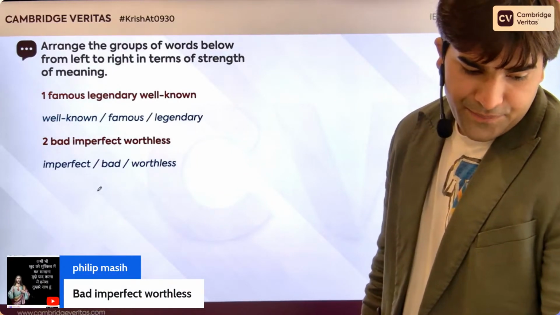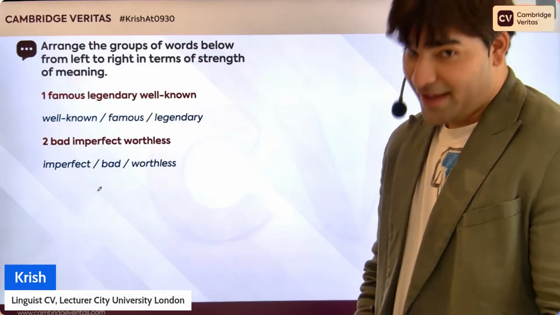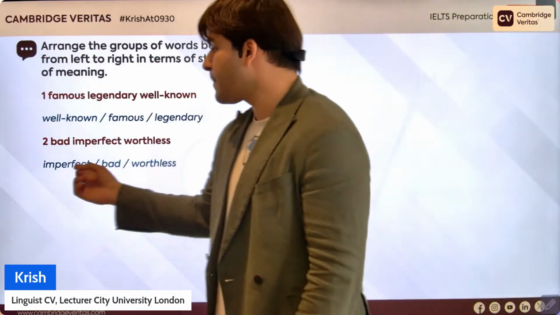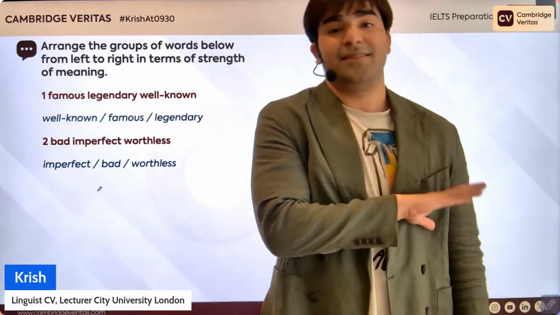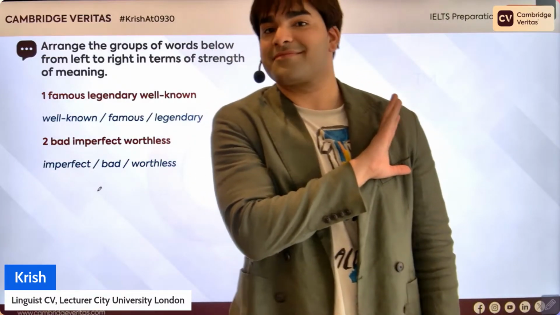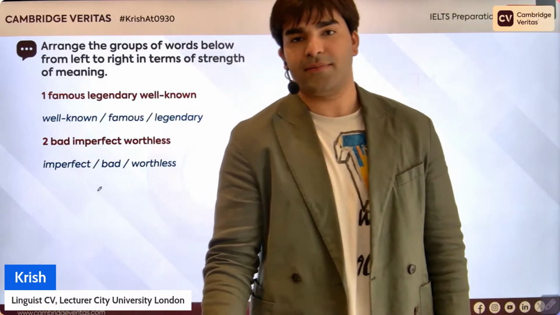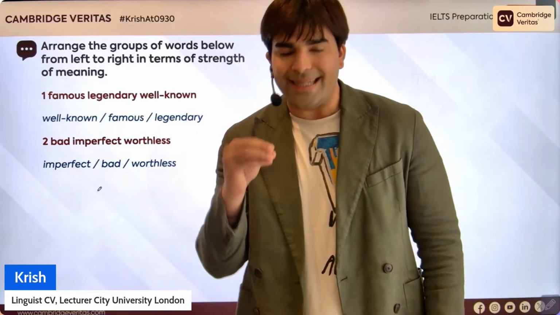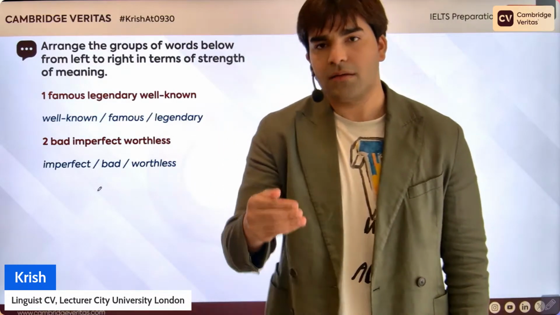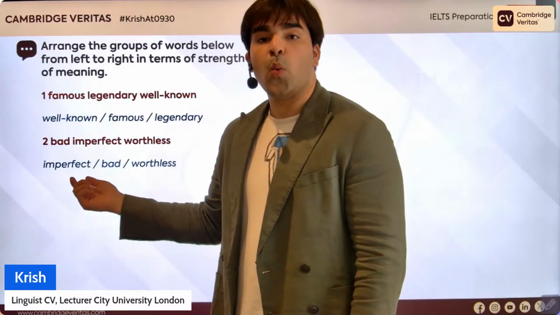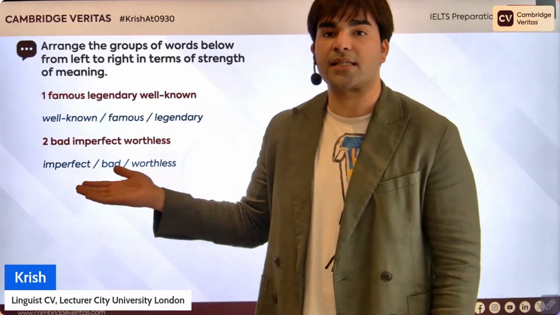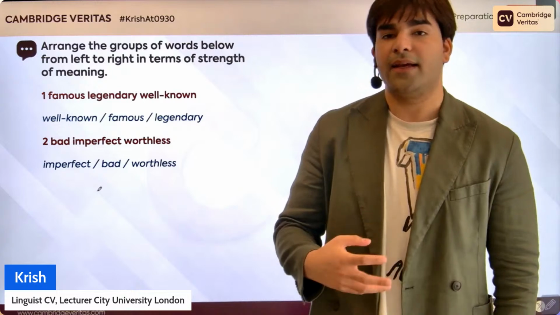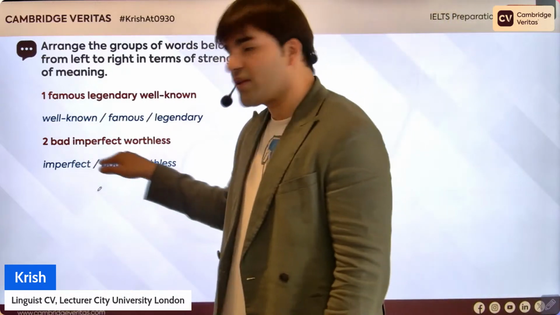Let's check the answer. It is imperfect, then bad, and then worthless. So imperfect is absolutely low level. Bad is a little bit, in terms of degree of strength, a little more degree. Worthless, on the other hand, is when it is extremely bad, then it is completely worthless. So that's how the degree sort of goes.